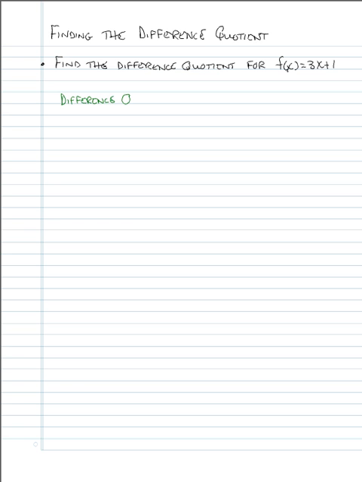The difference quotient for a function f is this fraction. The numerator is f of x plus h minus f of x, and the denominator is just h. So we use the definition of our particular function to calculate each component. And you can see, of course, for us to calculate this fraction, one of the things we need to know is that value f of x plus h.